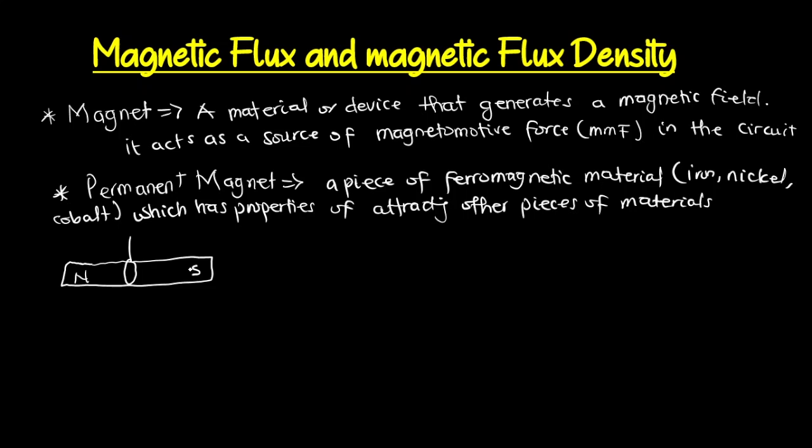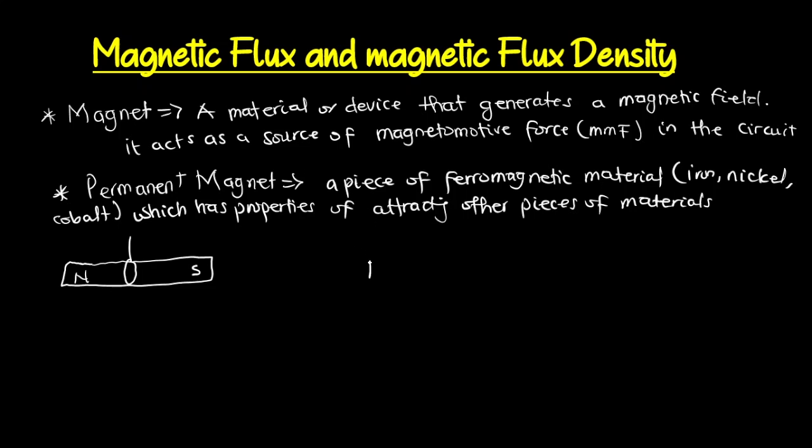Now, the area around the magnet is called the magnetic field, and it is in this area that the effect of the magnetic force produced by the magnet is detected. So the area around the magnet over here is what we are calling the magnetic field, and that is the area where the magnetic force of the magnet is actually felt.